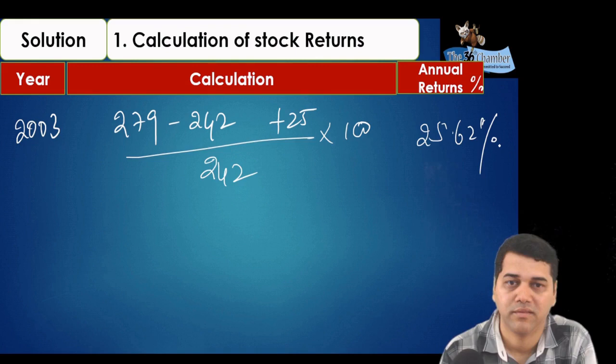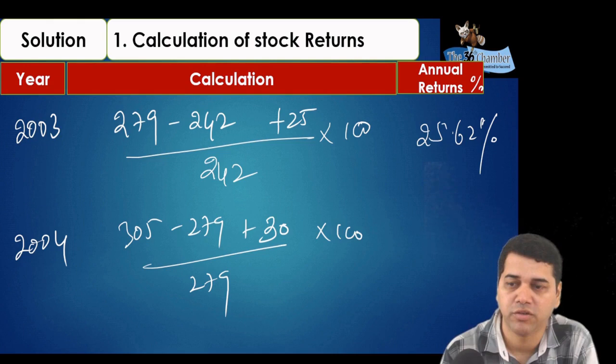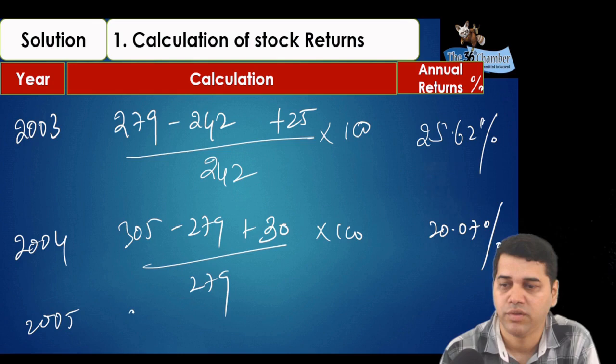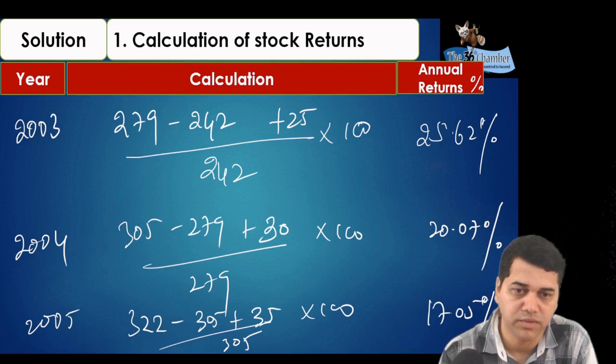Then 2004, 305 minus 279 plus 30, divided by 279 into 100 gives you 20.07%. And 2005, 322 is the closing price minus 305 plus 35 divided by 305 gives you 17.05%.